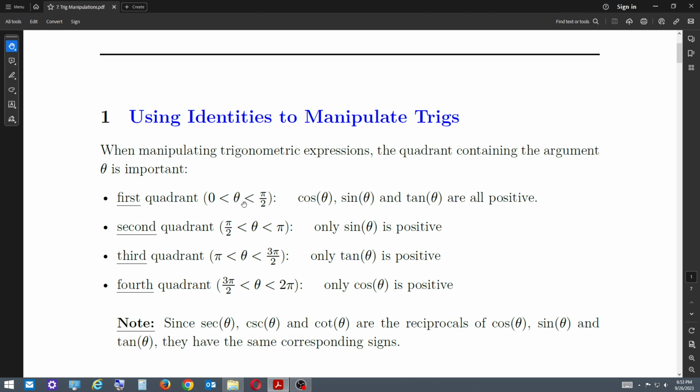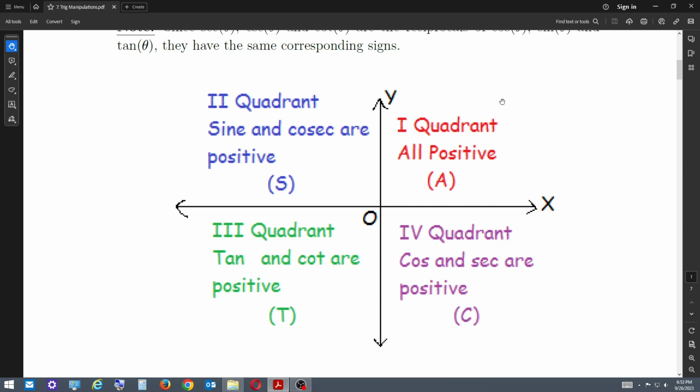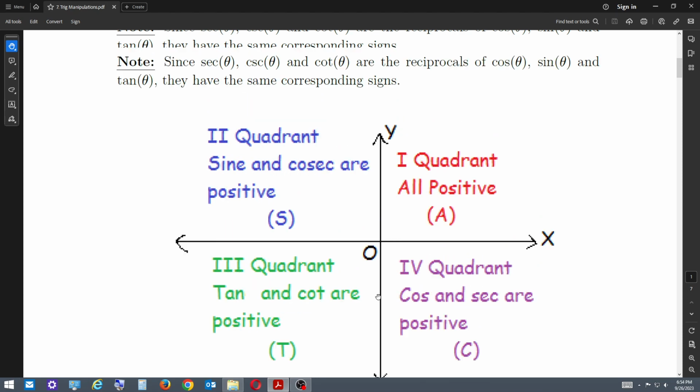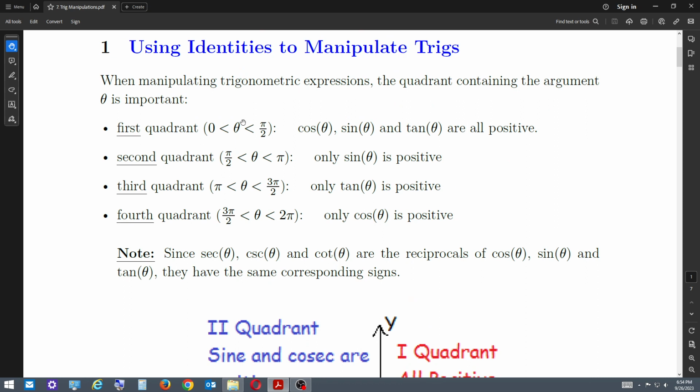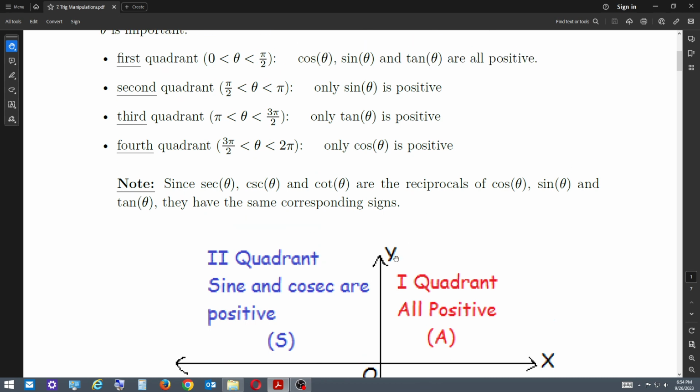Okay, so when using the identities to do this, it is important to know what quadrant the angle lies in. Right, so the argument, what quadrant does it lie in? Does it lie in the first quadrant, the second quadrant, third quadrant, or fourth quadrant? If it's in the first quadrant, meaning theta is between 0 and 90 degrees or pi on 2, then all three of these are positive. Cos theta, sine theta, tan theta are positive for any angle theta that is between 0 and 90 degrees.